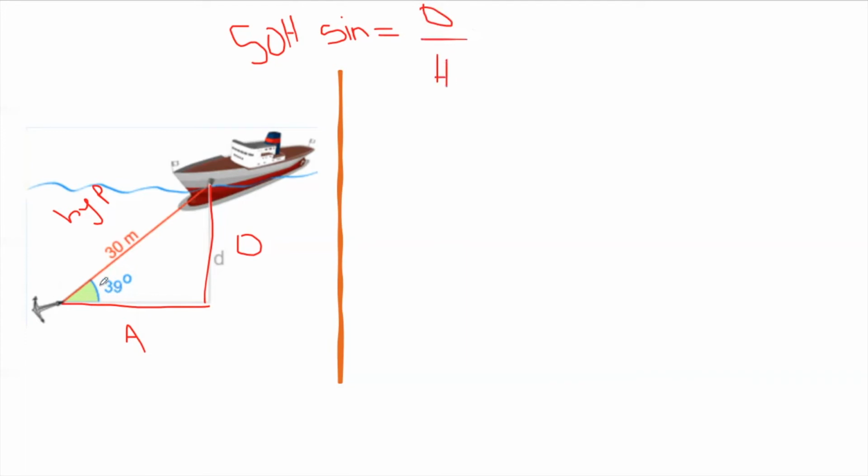Okay, so they gave us an angle of 39 degrees. So let's say that's sine 39. I'm just going to write sine, parentheses, 39 is equal to, we don't know the opposite, but they say it's D, so let's just use D, D by 30. Now, using a calculator, you have to find what sine 39 is.